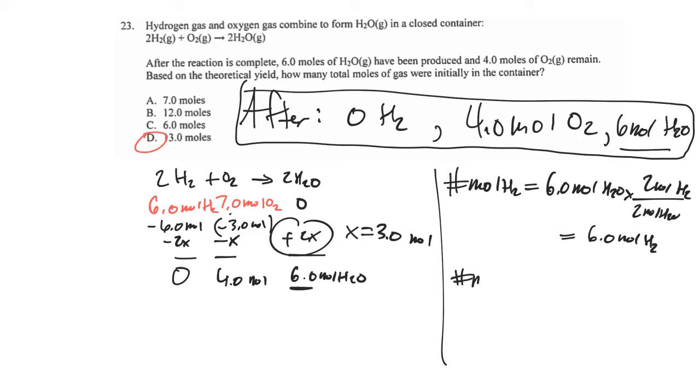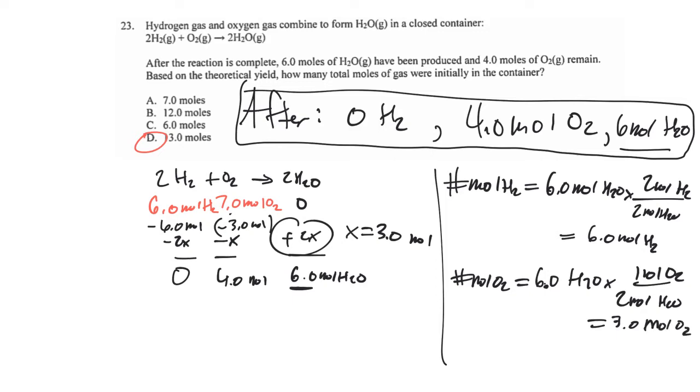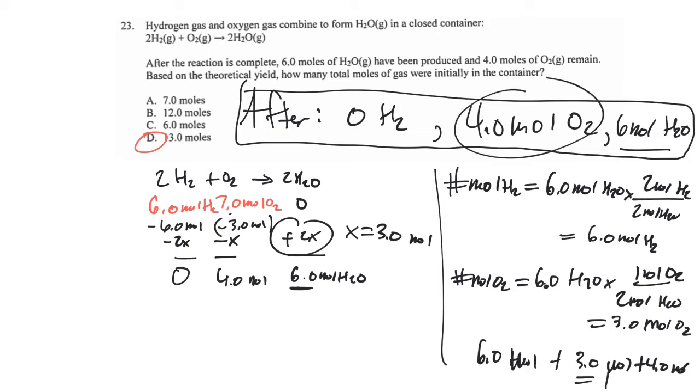And then if we do this for O2, that had to be present initially to react with H2, the 6 moles of water produced would come from, for every 2 moles of water, 1 mole of O2. So that gives us 3 moles of O2 that initially had to have been present to react with this quantity of H2. So 6 moles of H2 initially present and 3 moles of O2 initially present gives us 9. Then we just add the 4 moles of oxygen that are left over after the reaction, and we come up with 13.